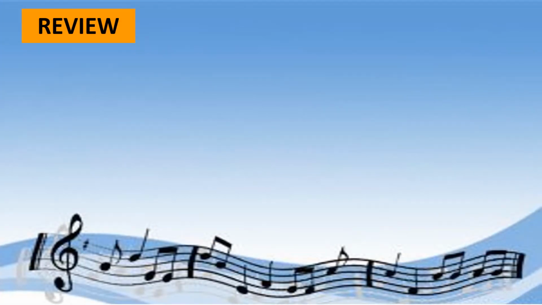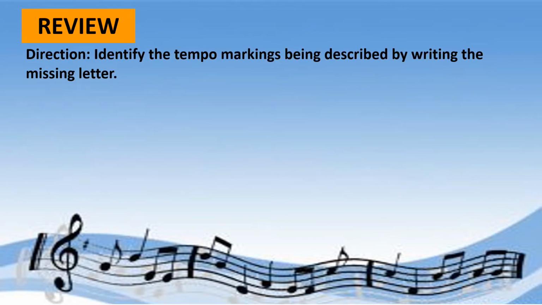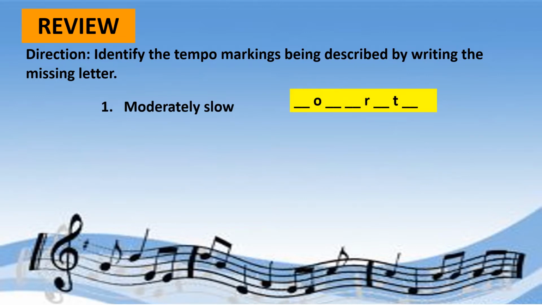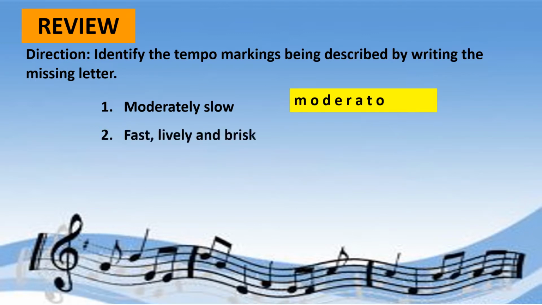Let's have a quick review of the previous lesson that we had. Direction: identify the tempo markings being described by writing the missing letter. Okay, let's have number 1. Moderately slow. It refers to, yes, very good, moderato. Number 2. Fast, lively, and brisk.